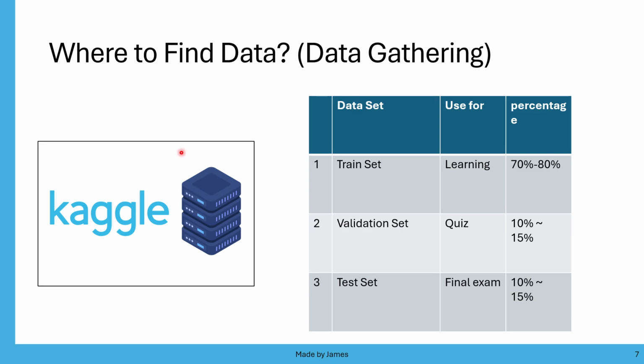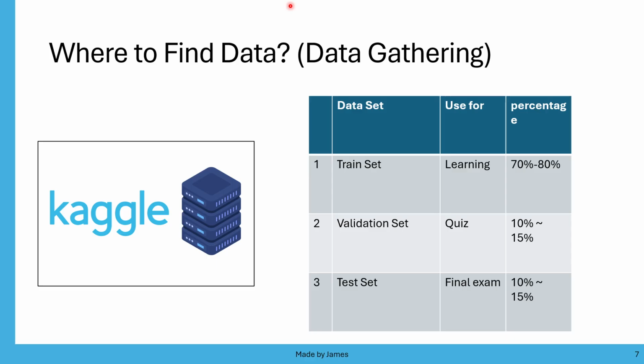But of course, remember to always cite your resources, because the datasets are the result of other people's hard work and dedication. The next step is data categorizing. This concept is highly important because how you split your data directly determines whether your model becomes truly smart or just memorizes the answers.